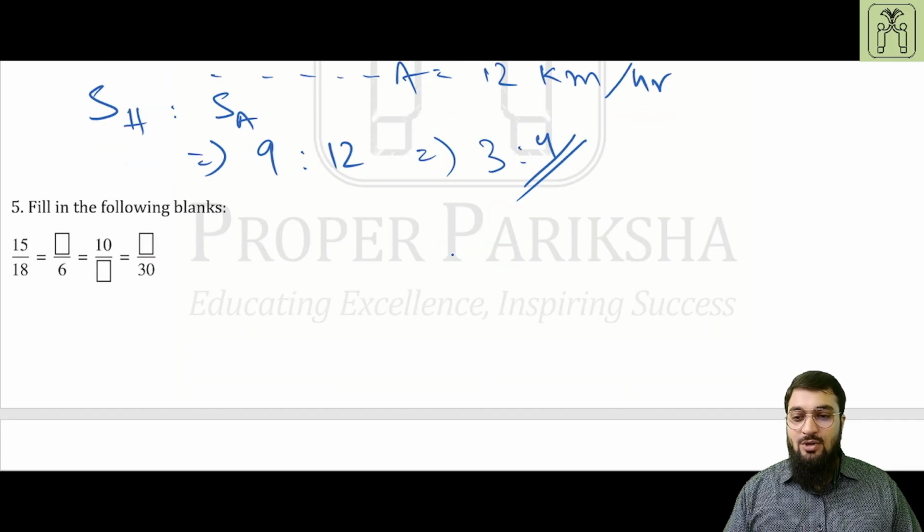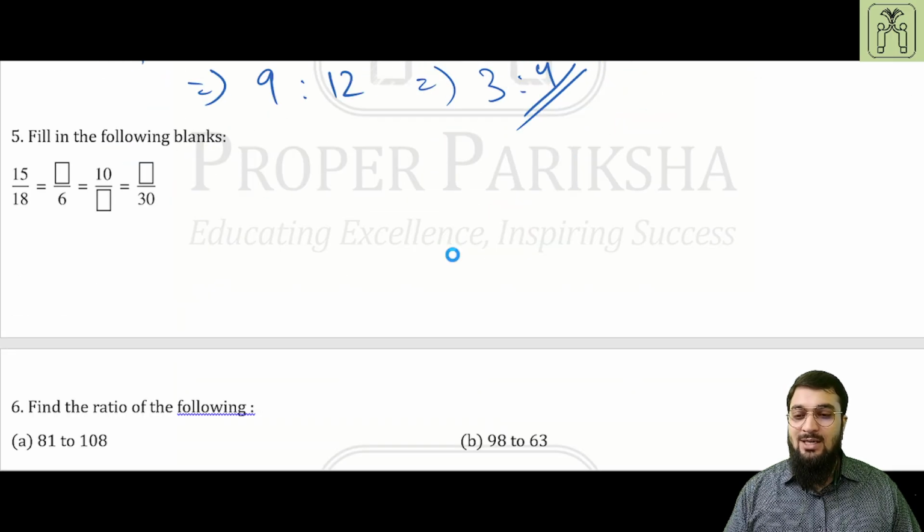Fill in the following blanks: 15 upon 18, dash upon 6, dash 10 upon dash, dash upon 30. I'll give you one answer and the remaining two you will have to solve on your own, because this is a type of question we have done in our solved exam in our previous videos before the exercise, and it is very easy to solve. So 15 upon 18, which one do you want me to solve? Let me solve this one. 30 is bigger, so I will solve that one, is equal to x upon 30.